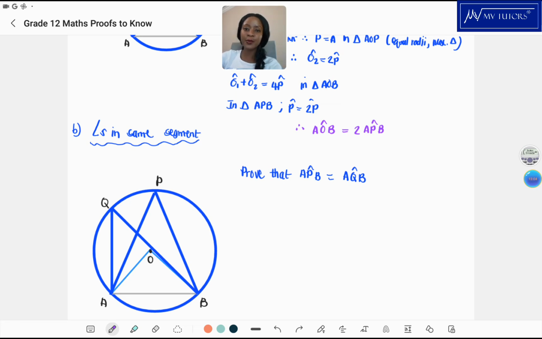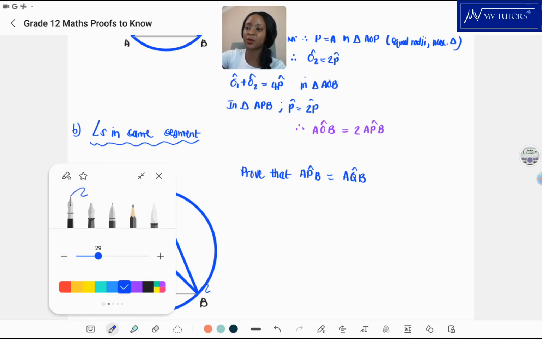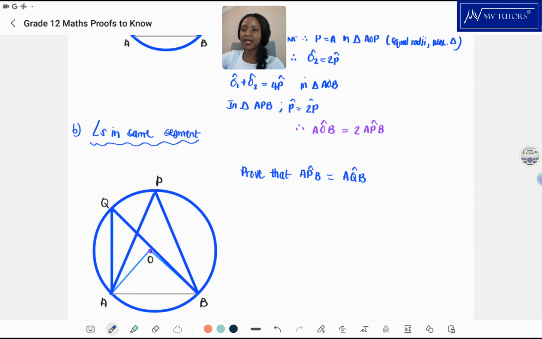Firstly, it's important to indicate that there's actually a center. We are going to need that as we prove. But this one, to prove that angles in the same segment are equal, is not such a bad proof. Because we've already shown that the angle at the center is equal to twice the angle at the circumference, that's where we're going to start.